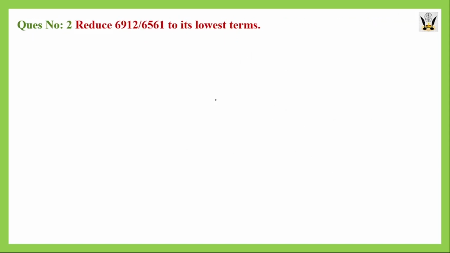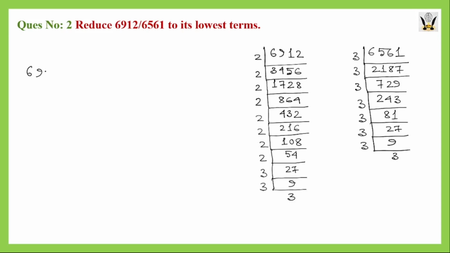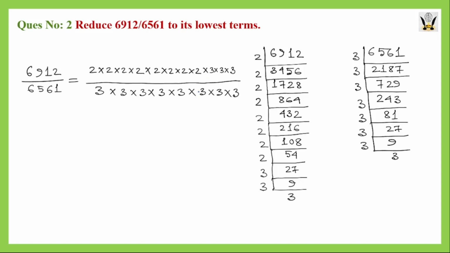The next problem sum says that we have to reduce this to its lowest terms. First, we will factorize both the numerator and denominator. So now if we represent 6912 upon 6561 as the multiplication of their factors, then if we look at these factors, we can see that in the numerator and in the denominator we have one common factor, which is 3, and that is 3 in number. So those 3 factors will cancel each other.